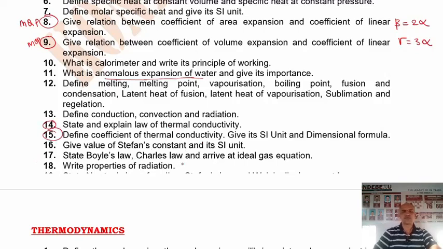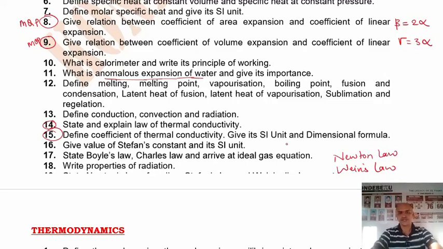So state Boyle's law, Charles' law, Stefan's law. Here the 19th question has not been printed. It is about Wien's law. Wien's law, define Stefan's law, Wien's displacement law, that I have written here, and Newton's law of cooling. So another one is Newton's law of cooling. So look at these questions, more than sufficient.